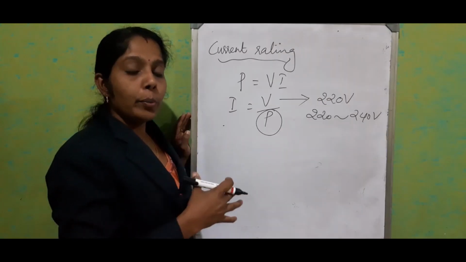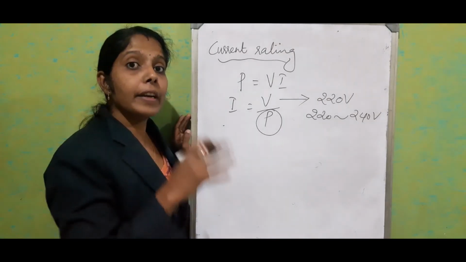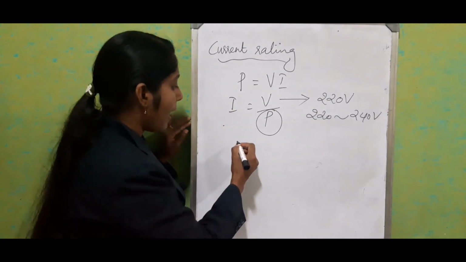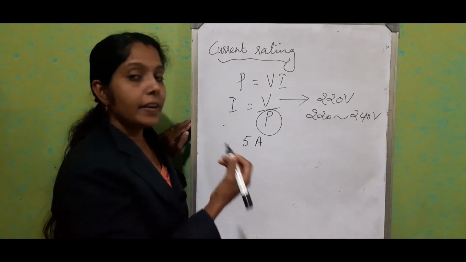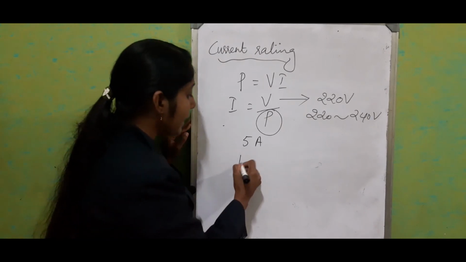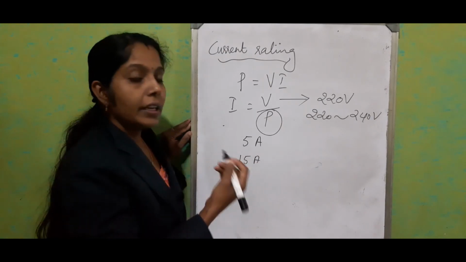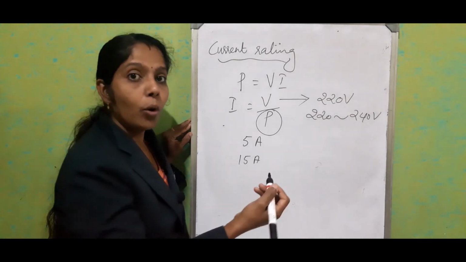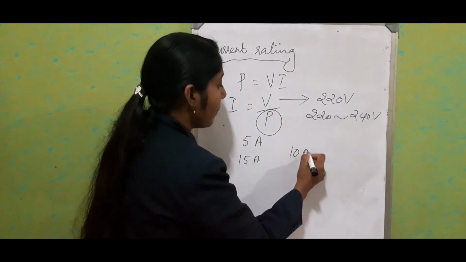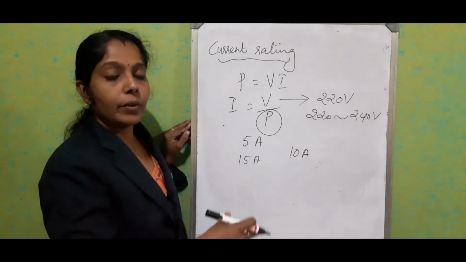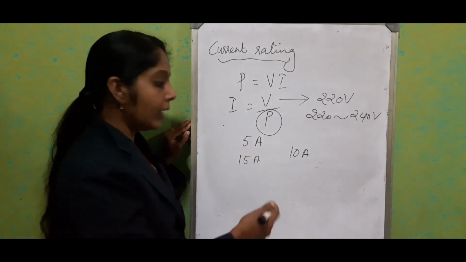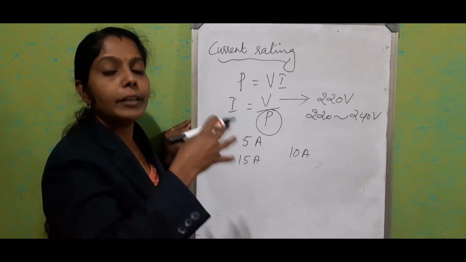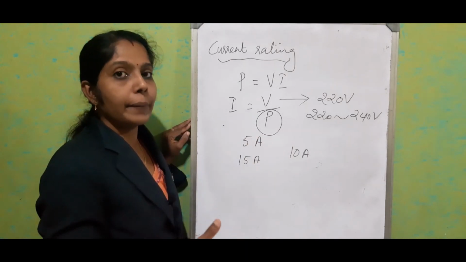For different equipments, we have different current ratings. If we consider the fan, the current rating of the fan is 5 ampere. If we consider the electric oven, it is 15 ampere. If we consider the electric motors, it is 10 ampere. So it may vary. So actually inside the home, for each particular material we want a different value of current rating.